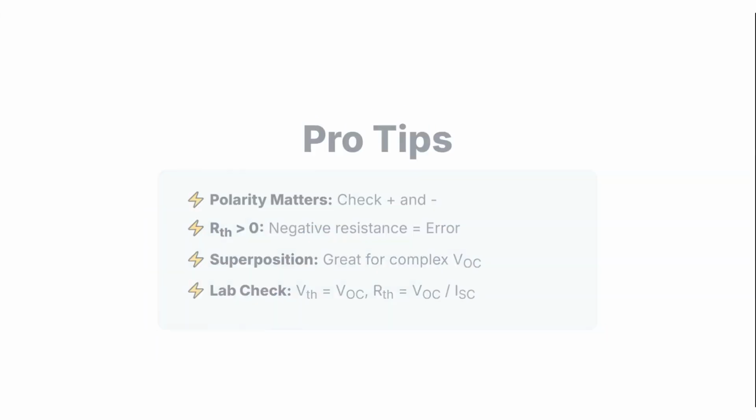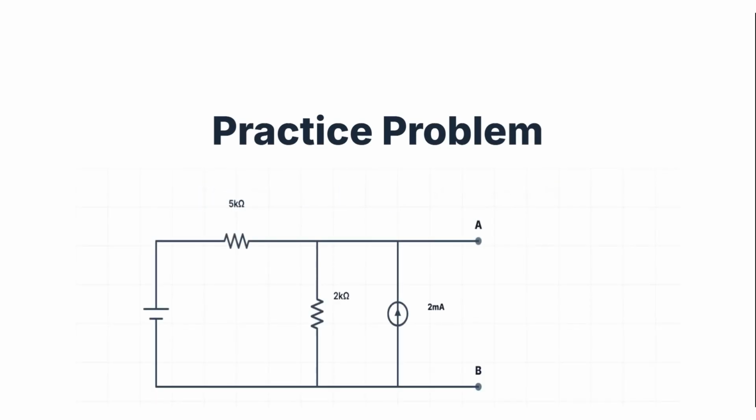I've left a practice problem on the screen. Here's a circuit with multiple sources and resistors. Find the Thevenin equivalent as seen from terminals A and B. Then calculate the current through a 5 kiloohm load. Pause the video. Work it out. The complete solution is in the description below.